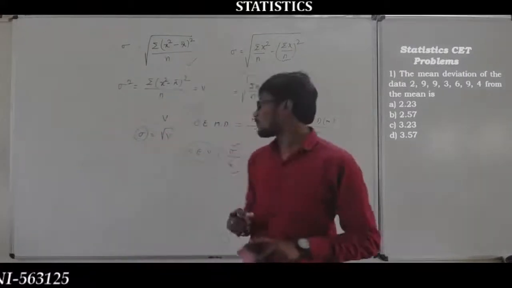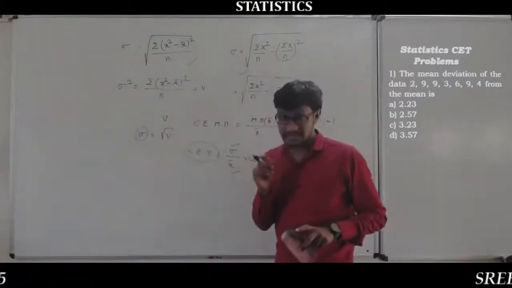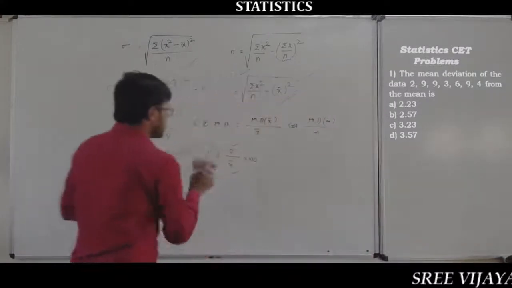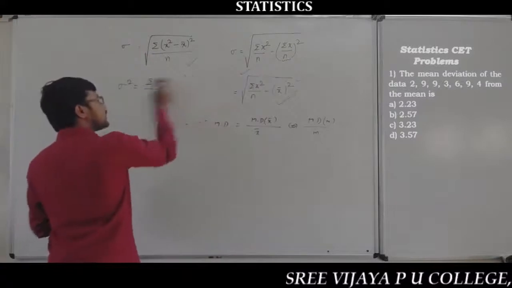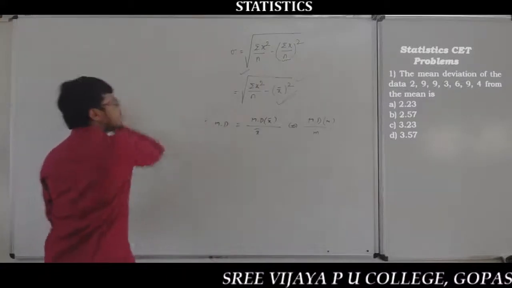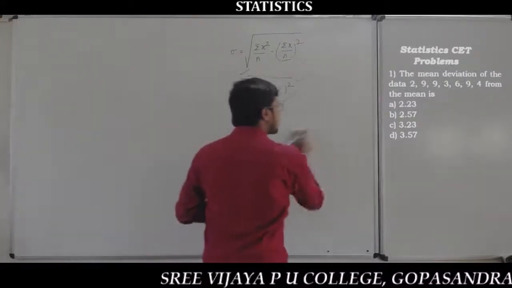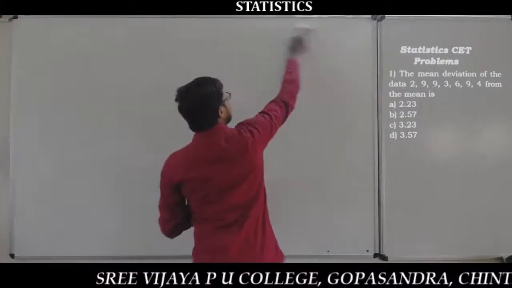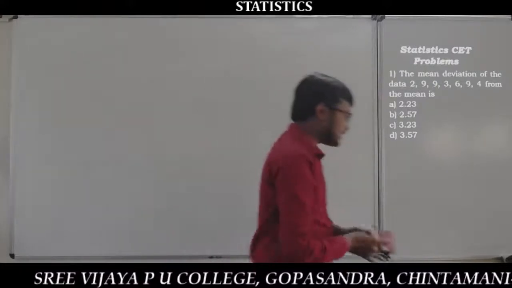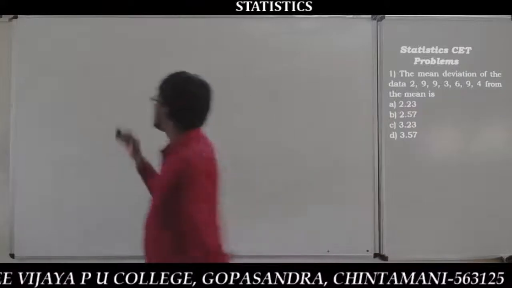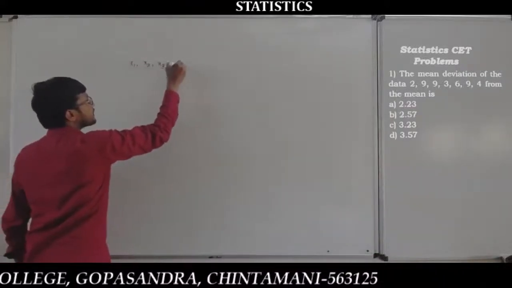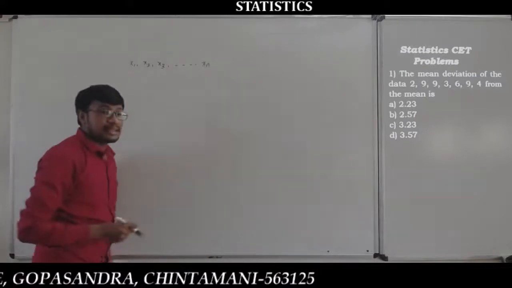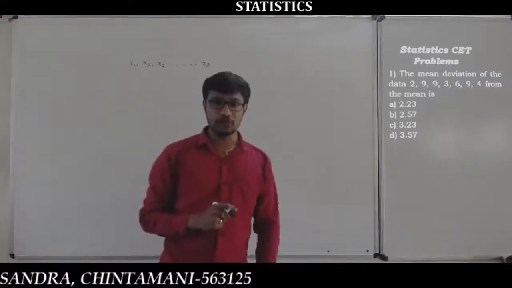Okay. So this is one more last concept in statistics. Now we will look at the time saving results. This is very useful while solving the CET problems. So what are the time saving results? Suppose we take a distribution of data, x1, x2, x3, and so on, these are the n observations.